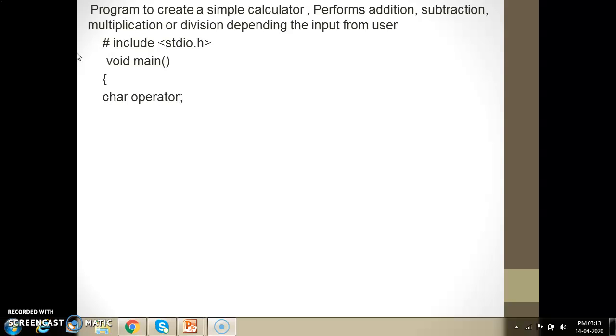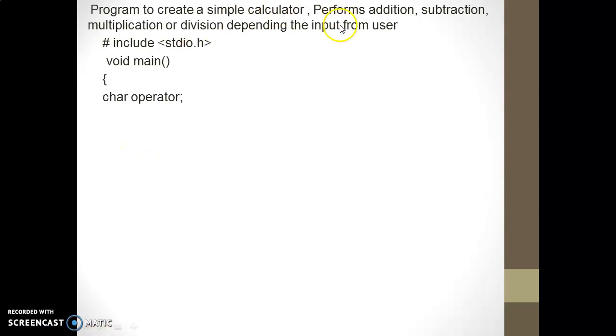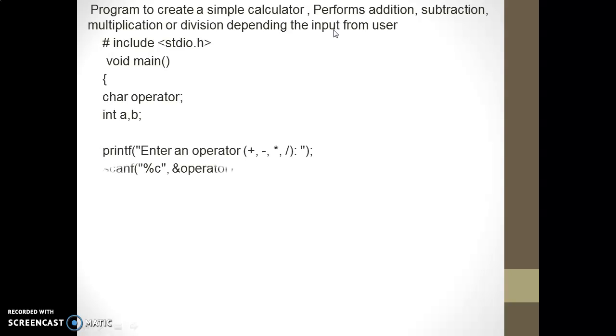So here we have the code program to create a simple calculator that performs addition, subtraction, multiplication and division depending on the input from the user. As you see over here, we print the different operators and ask the user to enter the operator. So instead of 1, 2, 3, here we are taking the operator itself. Like if I press plus, then it will perform the addition. If I press minus, then it will perform the subtraction.